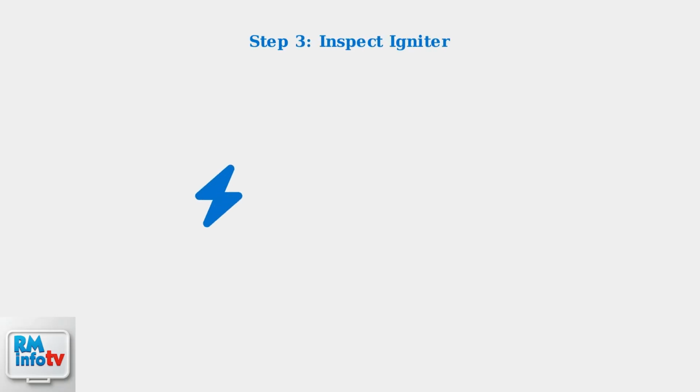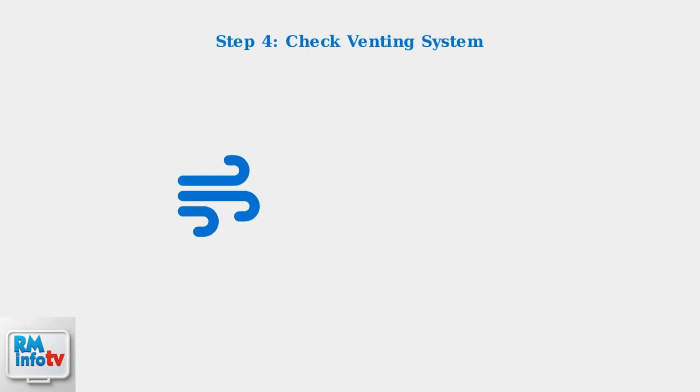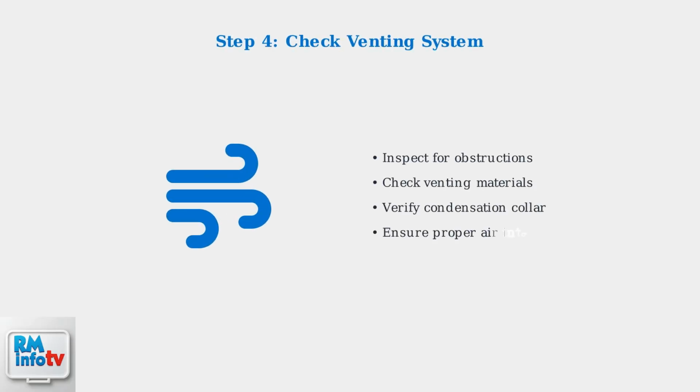Examine the igniter for any signs of damage or wear. Check the igniter wiring for cracks or damage that could prevent proper ignition. Verify the venting system for any obstructions or blockages. Ensure proper venting materials were installed and that the condensation collar is properly positioned.